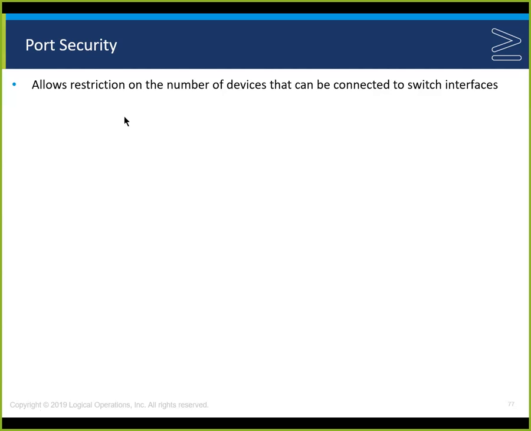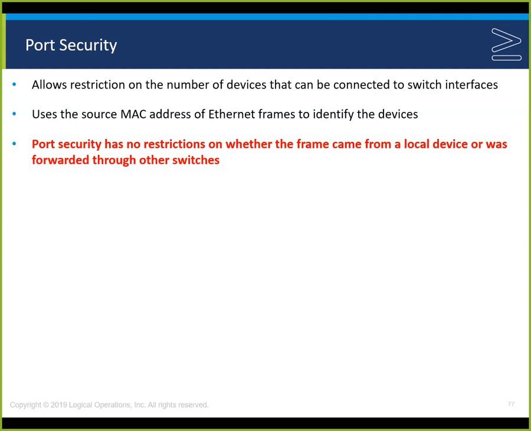So port security allows restrictions on the number of devices to be connected to switch interfaces. It uses the MAC address of the Ethernet frames to identify the devices, and has no restrictions on whether the frame came from a local device or was forwarded through other switches. What that means is that if we've got a trunk port or an uplink port and there's a lot of other traffic coming through it, then we have to make considerations for that.